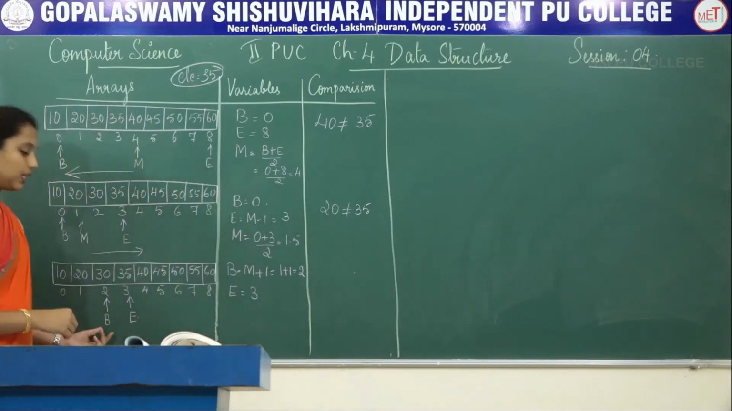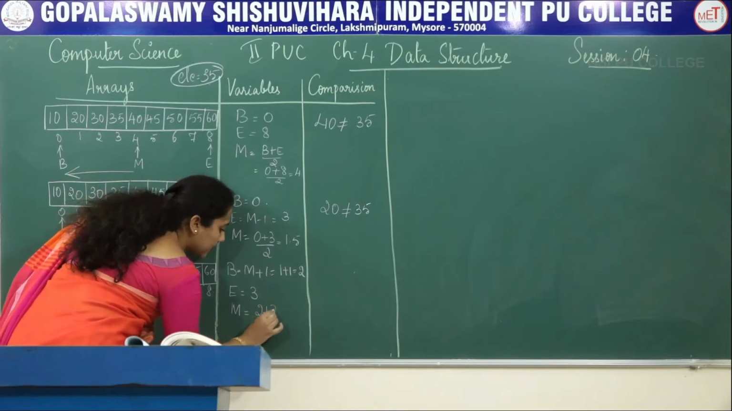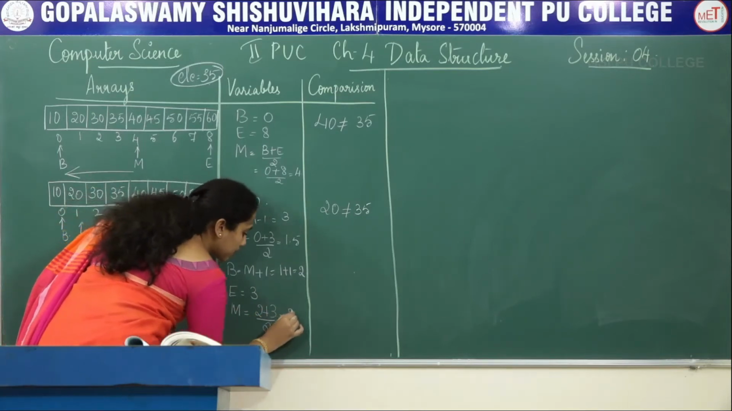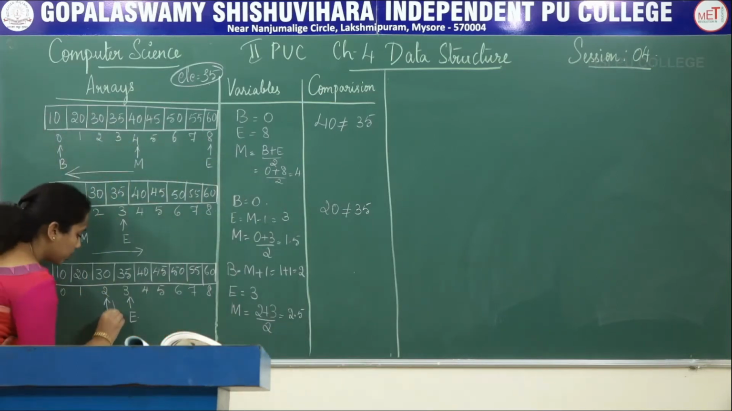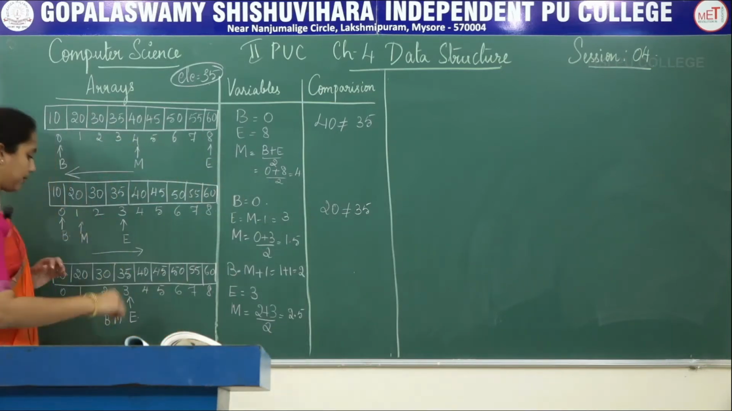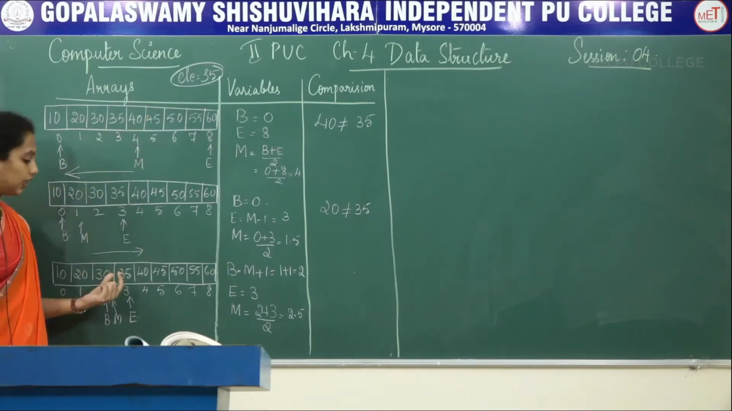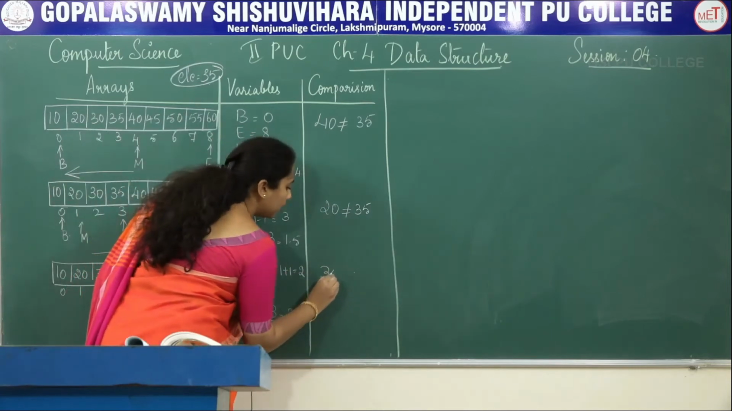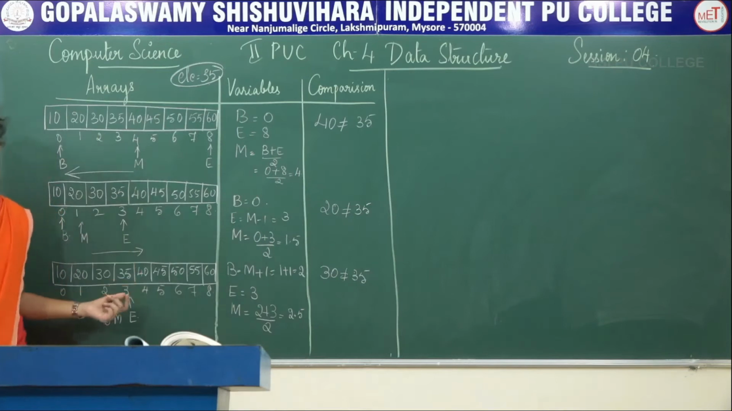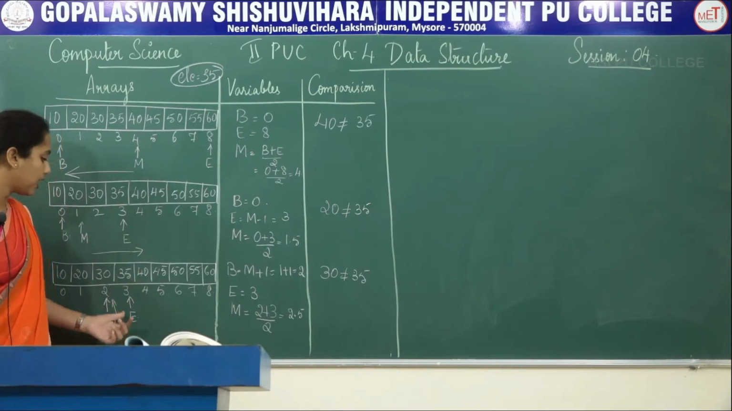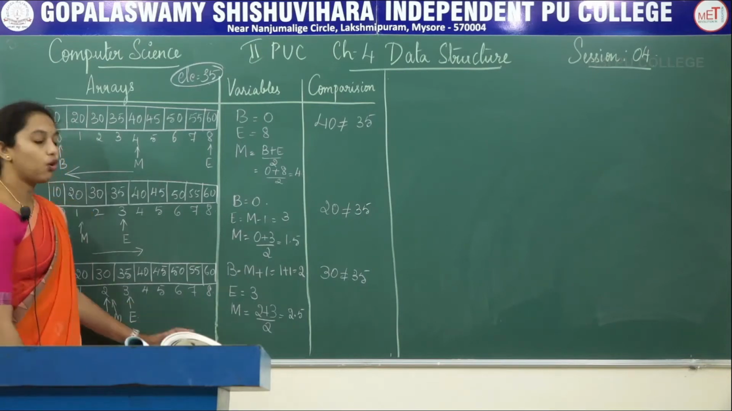So what is the middle position? M is equal to (2 plus 3) by 2, which is nothing but 2.5. So consider the second position as the middle element. Compare 30 with 35. 30 does not equal 35. The search element is greater than the middle element. Hence, we have to search towards the right side of the array.